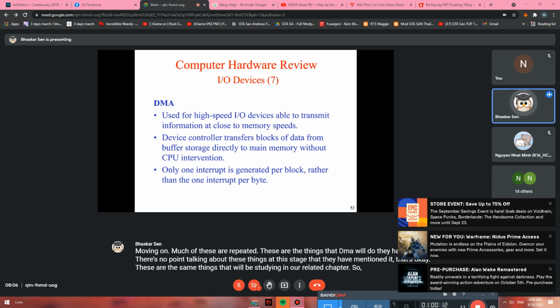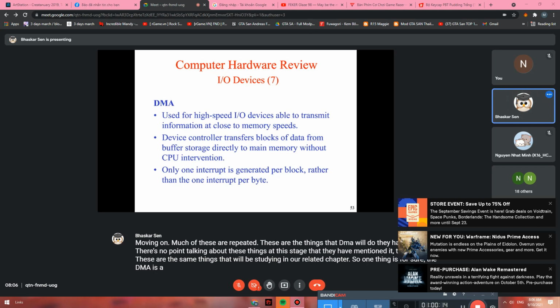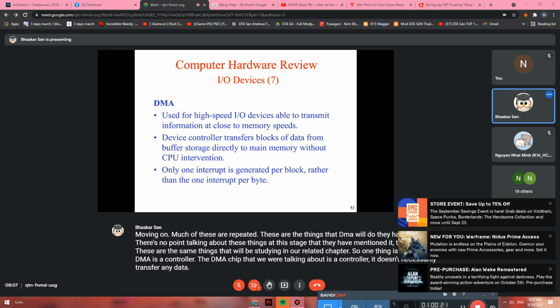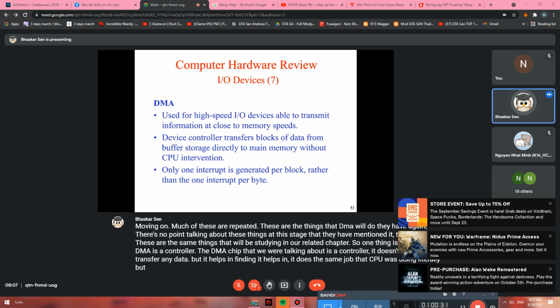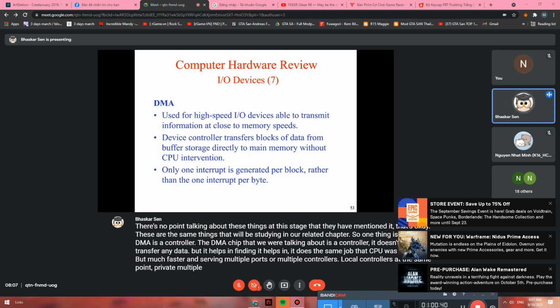So one thing is for sure, the DMA is a controller. The DMA chip that we were talking about is a controller. It doesn't necessarily transfer any data, but it does the same job that the CPU was doing, literally, but much faster and serving multiple ports or multiple local controllers at the same point of time, or multiple devices and device controllers at the same point of time. That's it.